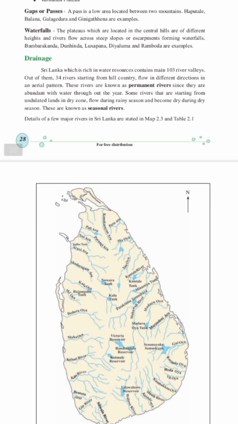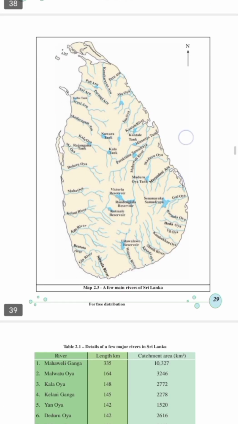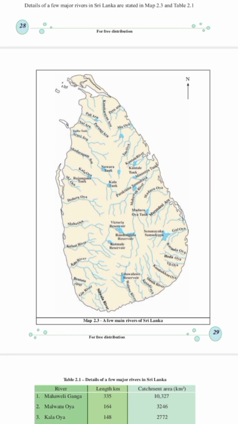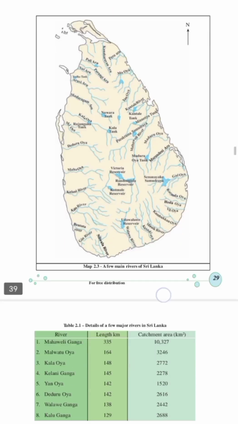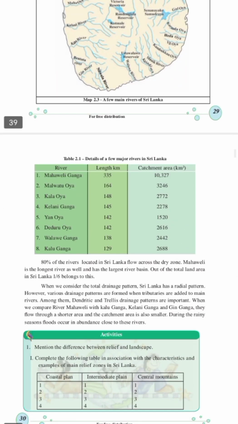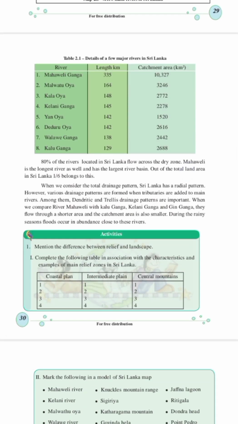Details of a few major rivers in Sri Lanka. Now you can see here according to the map. You have to keep everything in your mind because for the O-level exam also they will ask you to mark these places. The lengthiest one is the Mahaweli, then Malwathu catchment area also very high we can see. Okay, 80% of the rivers located in Sri Lanka flow across the dry zone. Mahaweli is the longest river as well as has the largest river basin.